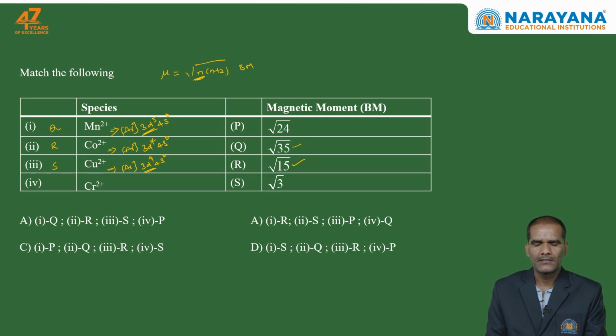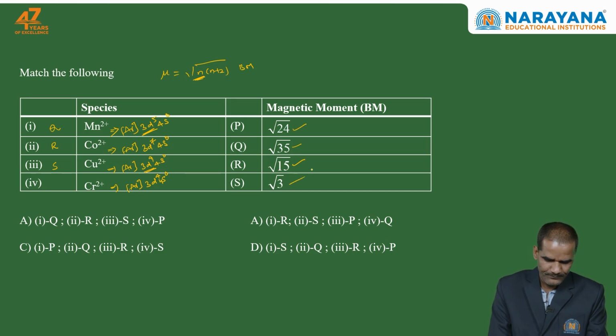Similarly, the last one, chromium 2 plus. The electronic configuration of chromium 2 plus is again argon 3d4 and 4s0. 3d4 means it has 4 unpaired electrons. So n is equal to 4, so 4 into 6, which is 24. The last one was also given already, and this is P. So among the 4 options, this is actually option B, option C, D. Here 1 is Q, 2 R, 3 S, 4 P. So this is option 1. Here option 1 is the correct option.